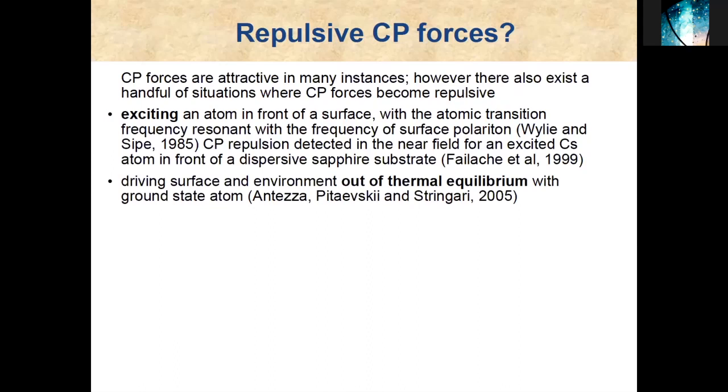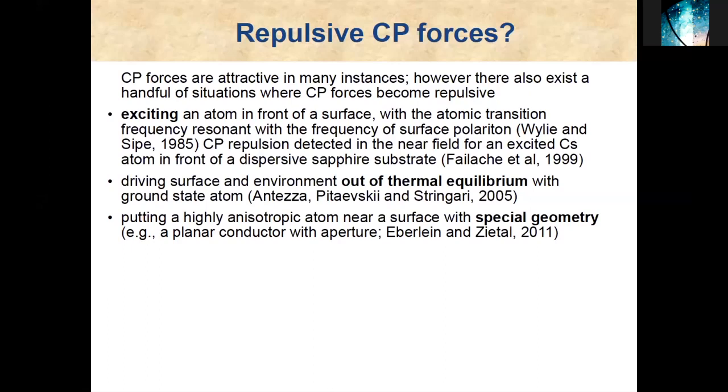Another mechanism was proposed by Antezza et al. in 2005. Explicitly, the mechanism relies on driving the system out of thermal equilibrium. So the atom is still in the ground state, but the environment and the surface are at different temperatures. The scenario considered by Antezza was that the surface was held at 300 kelvins, the environment was at 600 kelvins, and the ground state atom was at 0 kelvins. There's a resulting repulsive Casimir-Polder force acting on the atom, which could be of the order of 10 to the minus 28 newtons.